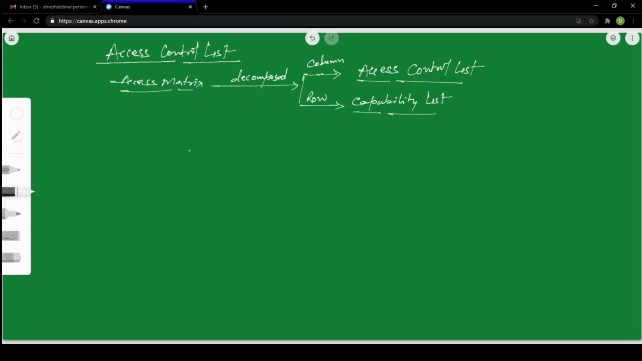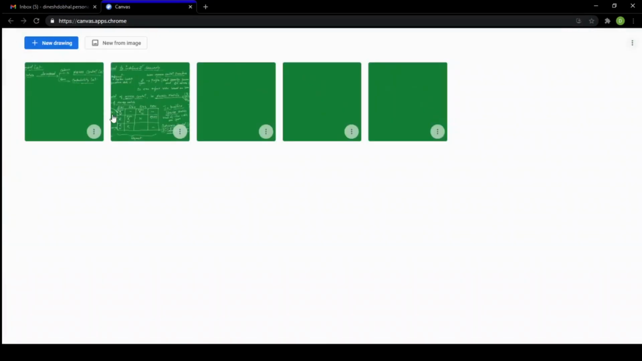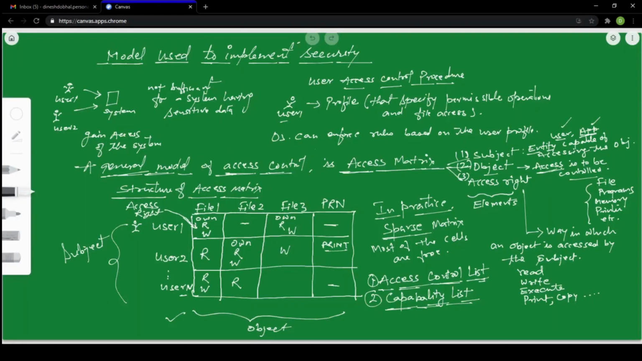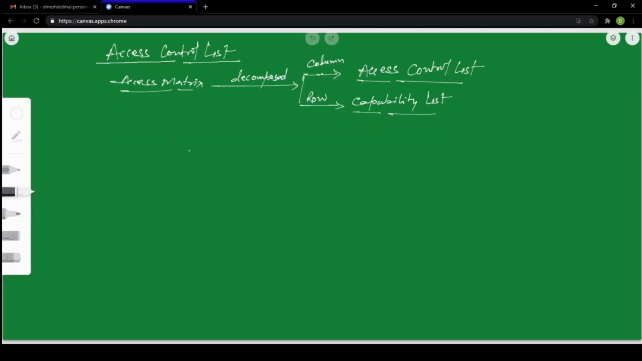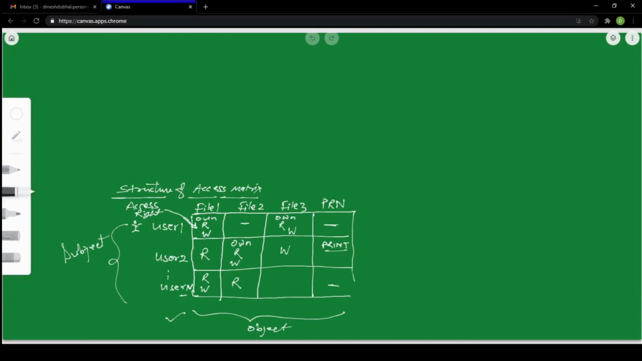Now let's have a look at this matrix. Please make a note of it. Hope it is okay. Let me draw it again here. It will take some time. Now, for example, this is the access matrix that is given to us.